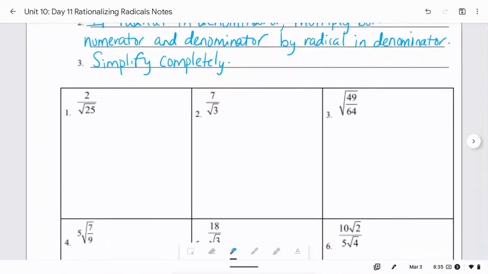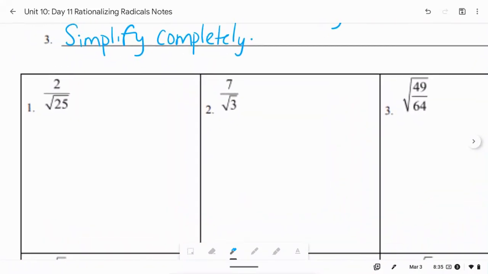Alrighty, so let's practice with some examples. So in example 1, I noticed that I have the square root of 25, and that can be reduced right away. The square root of 25 just becomes 5, and then I'm going to keep 2 in the numerator. I can't reduce 2 over 5, so this is my final answer.